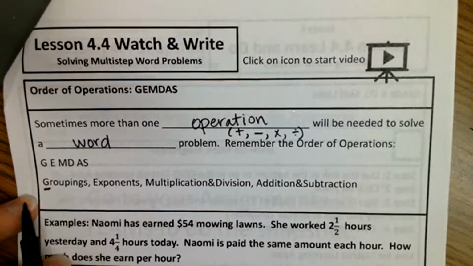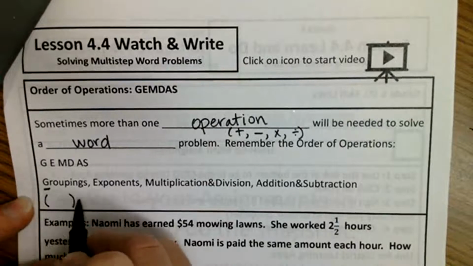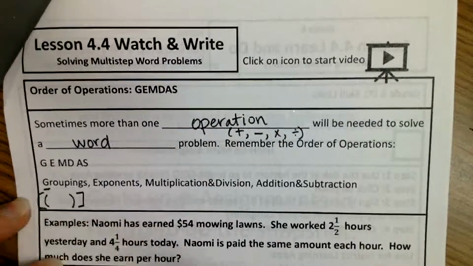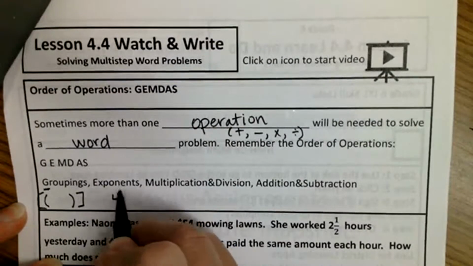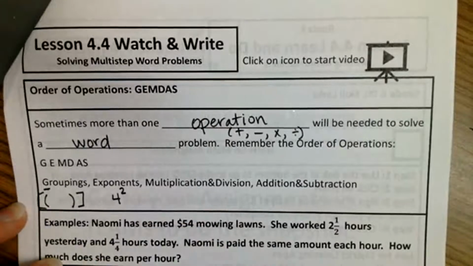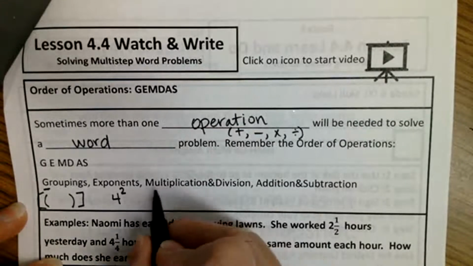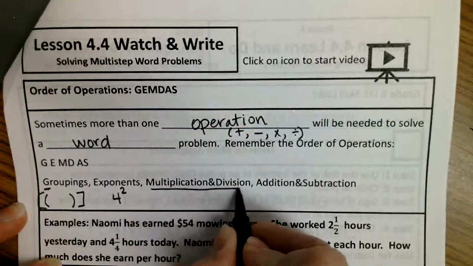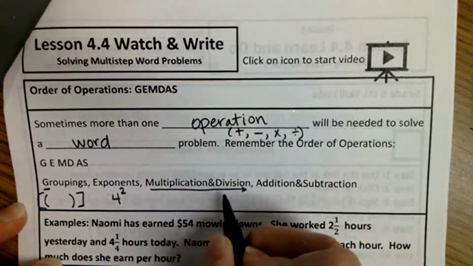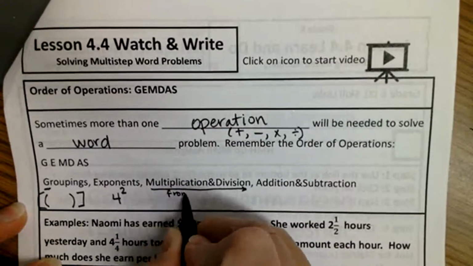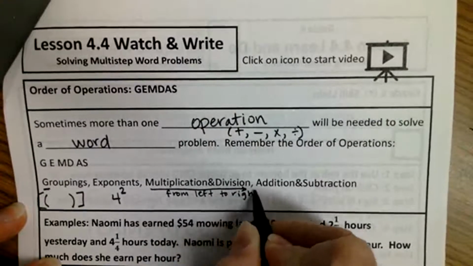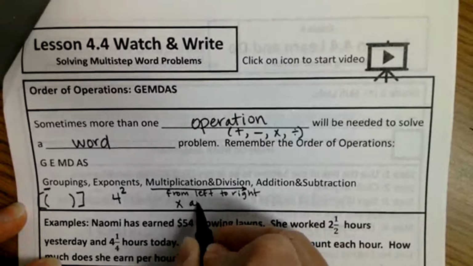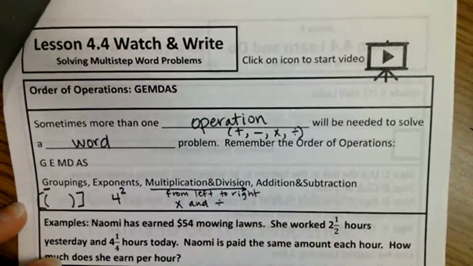The G stands for groupings, which is anything like parentheses or brackets, anything that's in a group. Exponents are things like 4 squared. That little number at the top, that 2, that's an exponent. Then we can do multiplication and division, which you know what those are. We do those at the same time in order from left to right.